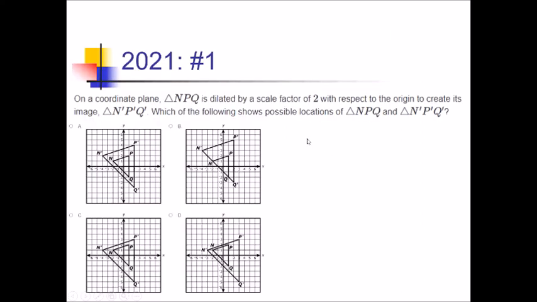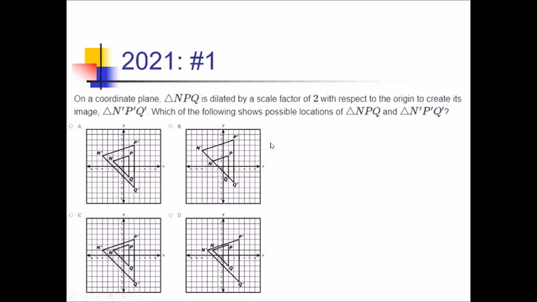For this question, we're given some triangle, NPQ, on our coordinate plane, and we're told that it's going to be dilated with a scale factor of 2 with respect to the origin to create a new triangle, N prime, P prime, Q prime. We want to know which of these graphs shows us this new triangle. Now, one thing to notice on all these graphs is that NPQ, that triangle, is the same on all of the graphs. It's the same exact triangle. So really the only thing that's changing is this other triangle.